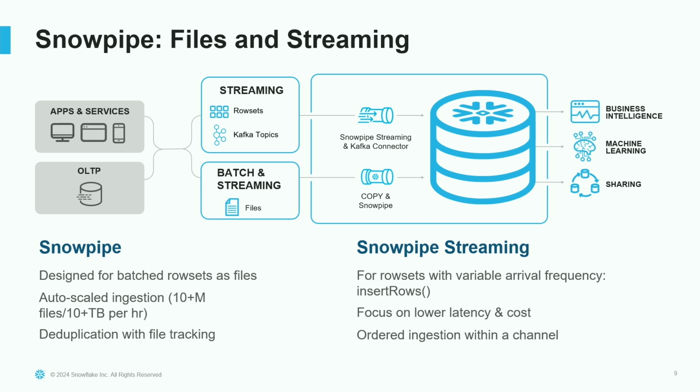We have seen millions of files and terabytes of data ingested per hour per account using Snowpipe. And Snowpipe streaming also scales very well. It is effective both for the trickle case of kilobytes per second ingested, as well as tens of GBs of data ingested through Snowpipe streaming.